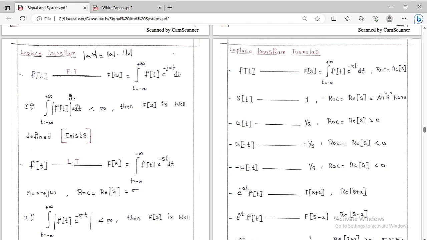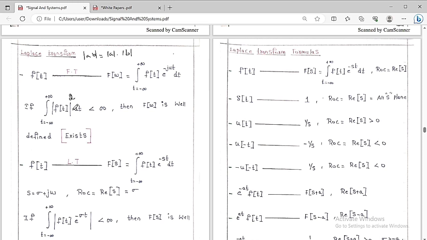Listen carefully: if a signal is an energy signal, then its Fourier transform is well defined, meaning it is defined for each and every value of omega. Suppose the signal is not an energy signal. Then F of omega can exist, but for some values of omega it is not going to be defined. This is what I am trying to tell you.